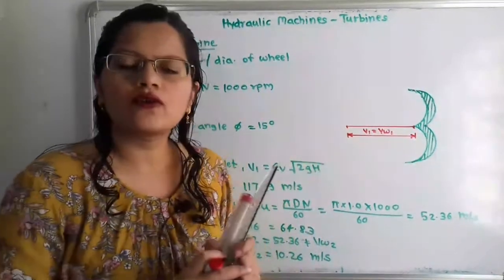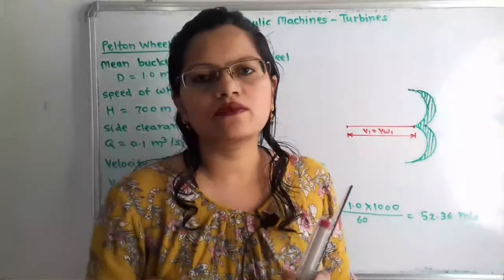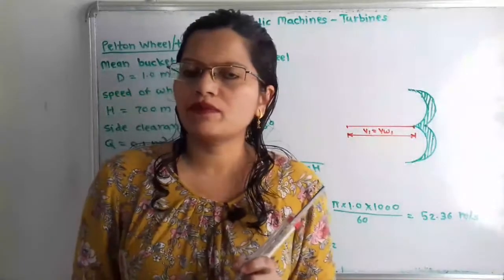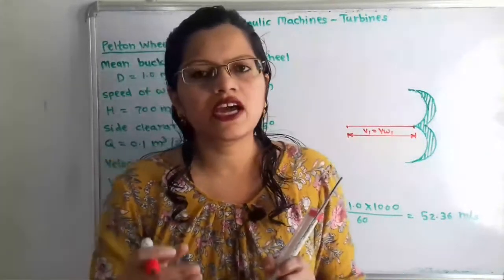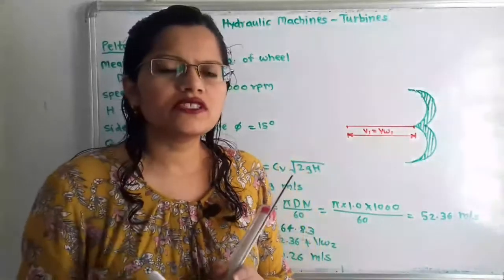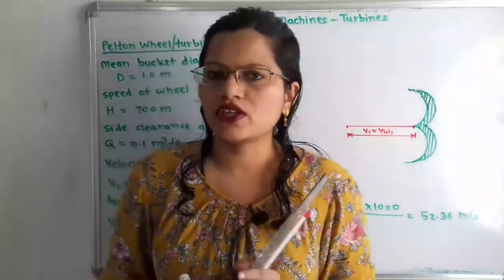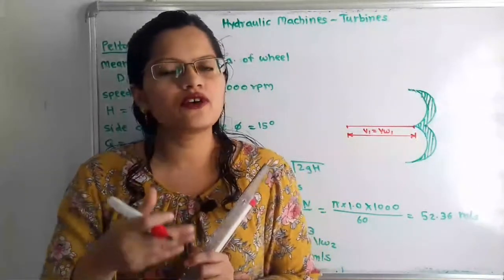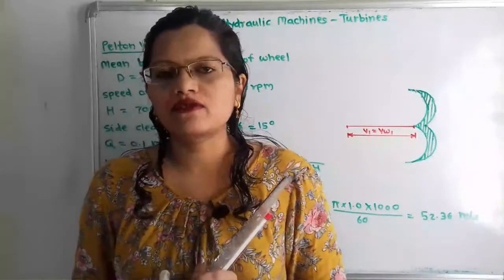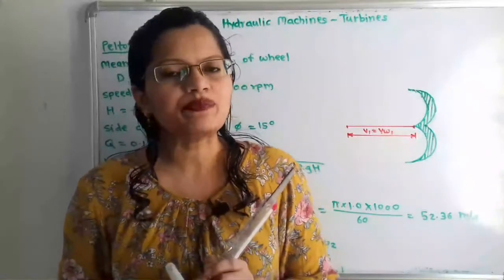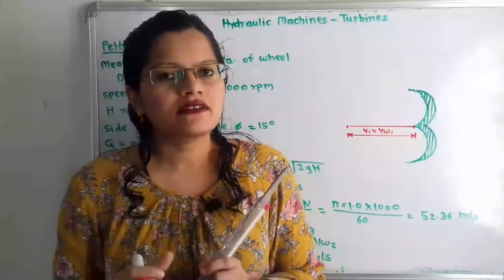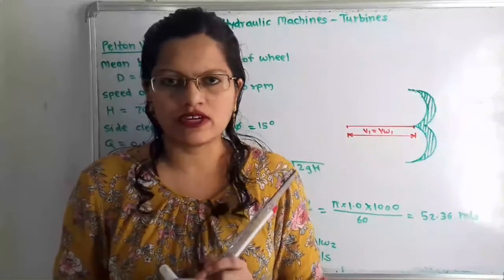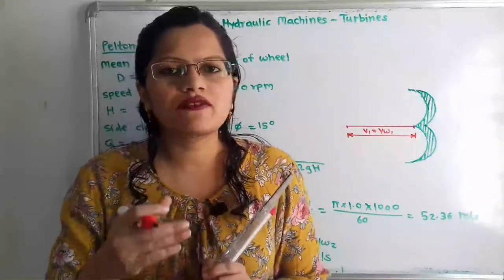Now we will find out what is the velocity or speed of the bucket or speed of the wheel. So the speed of the bucket at the inlet tip U1 and speed of the bucket at the outlet tip is U2. So this is also known as the tangential velocity of the wheel, because these buckets are attached to the wheel. So if we observe the diagram, then we will calculate what is the tangential velocity of the wheel, and this tangential velocity at the inlet tip, which is equal to tangential velocity at outlet tip. So we can say that U1 is equal to U2.